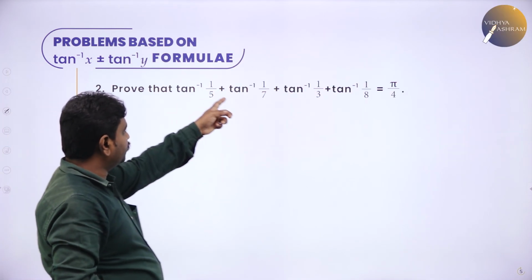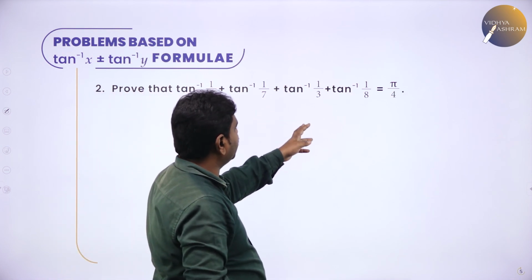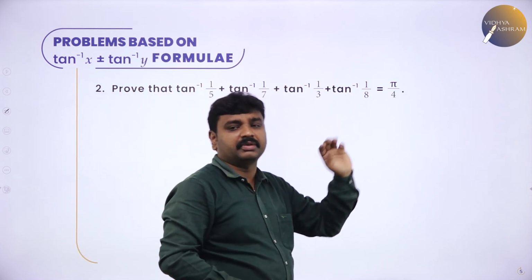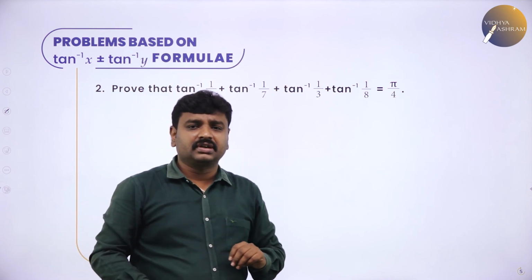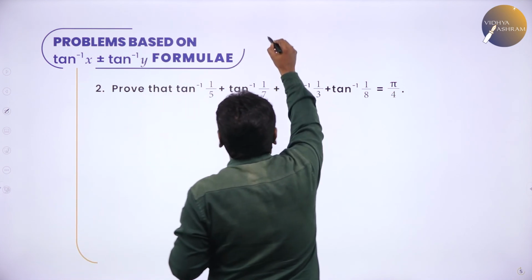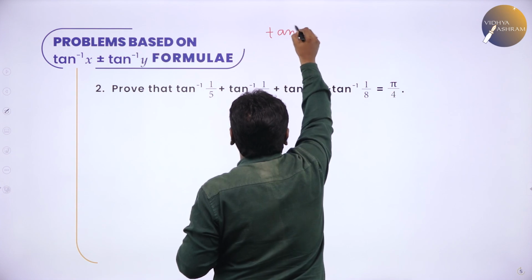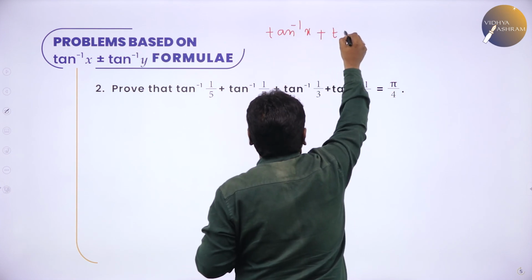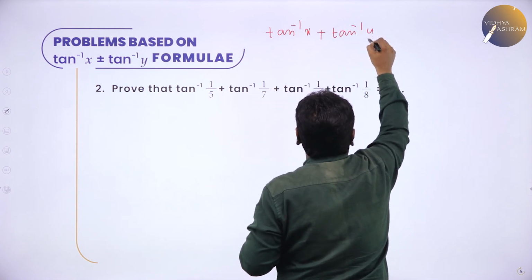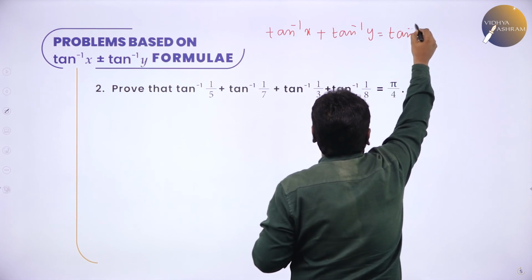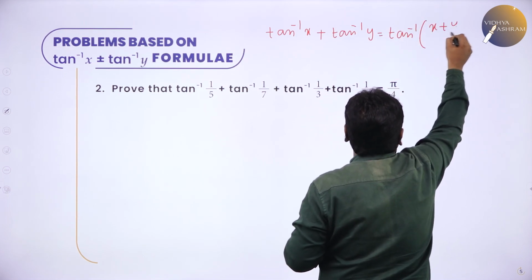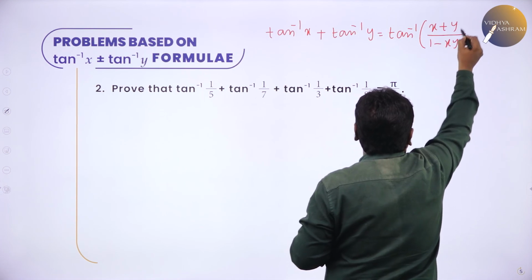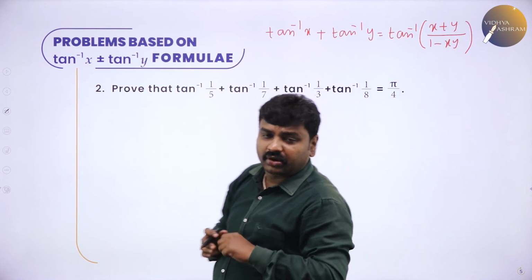Prove that tan inverse 1 by 5 plus tan inverse 1 by 7 plus tan inverse 1 by 3 plus tan inverse 1 by 8 is pi by 4. 4 terms are given. Repeatedly use the formula tan inverse x plus tan inverse y. What is tan inverse x plus tan inverse y? Tan inverse x plus tan inverse y can be written as tan inverse of x plus y divided by 1 minus x into y. So now I have 4 terms.